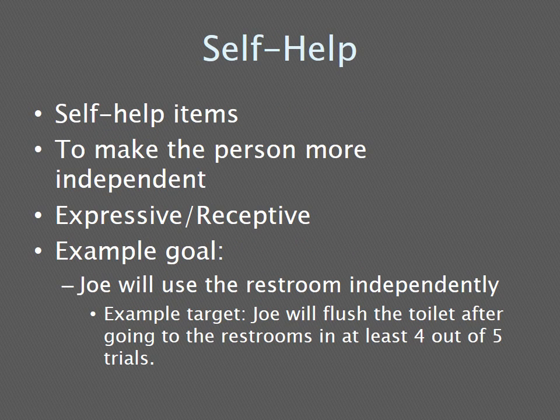You may see self-help skills. This works on self-help items to make the person more independent. It can be expressive or receptive. For example, a goal might be that Joe will use the restroom independently, and within that goal, a target would be Joe will flush the toilet after going to the restroom in at least 4 out of 5 trials.